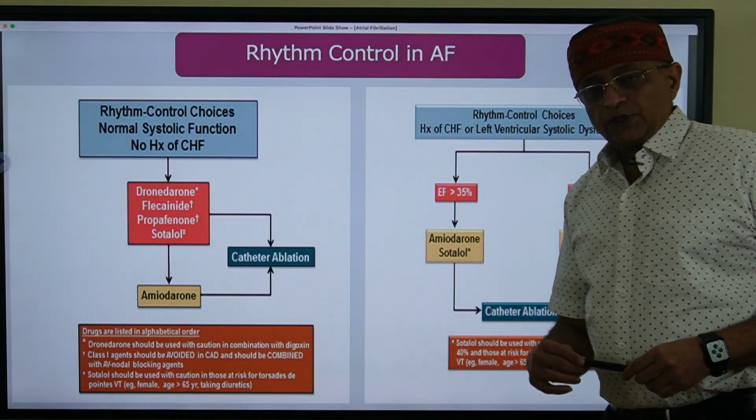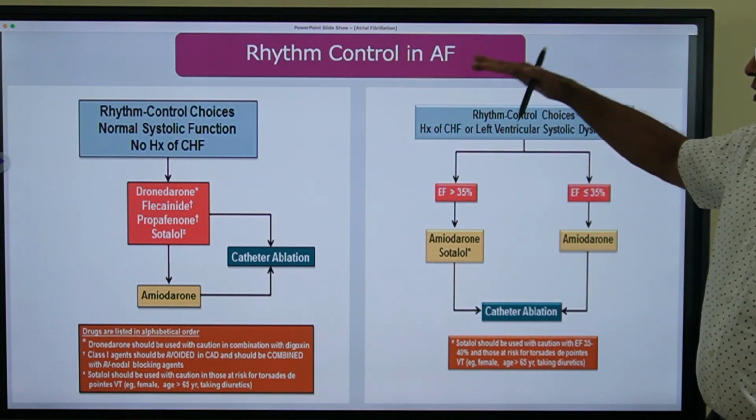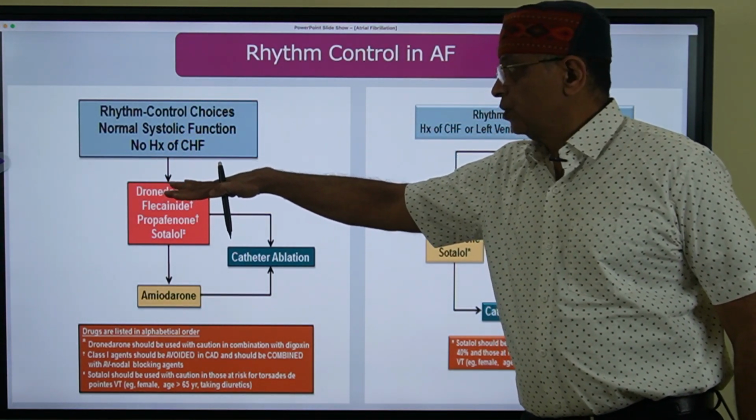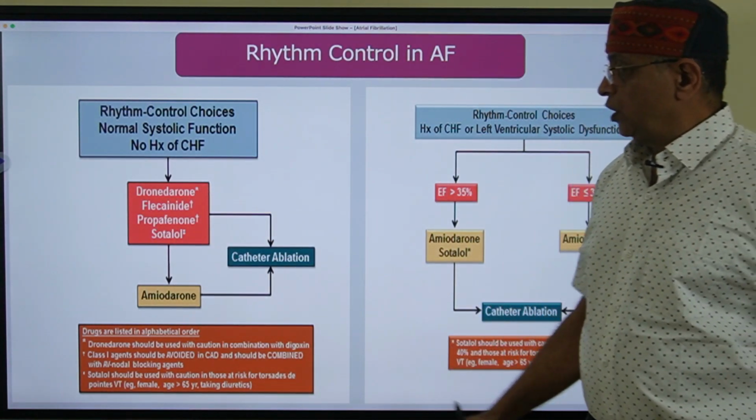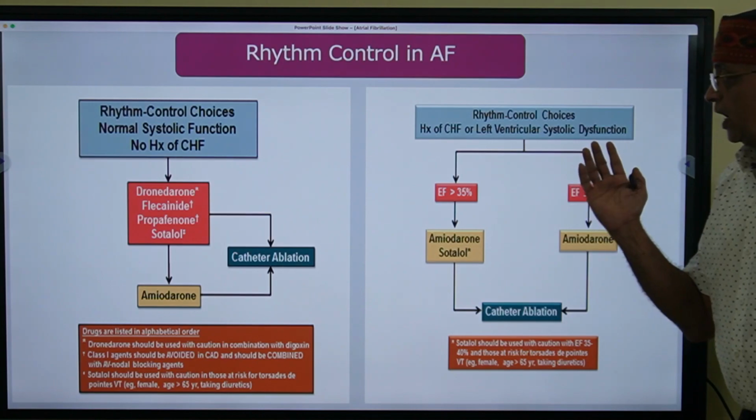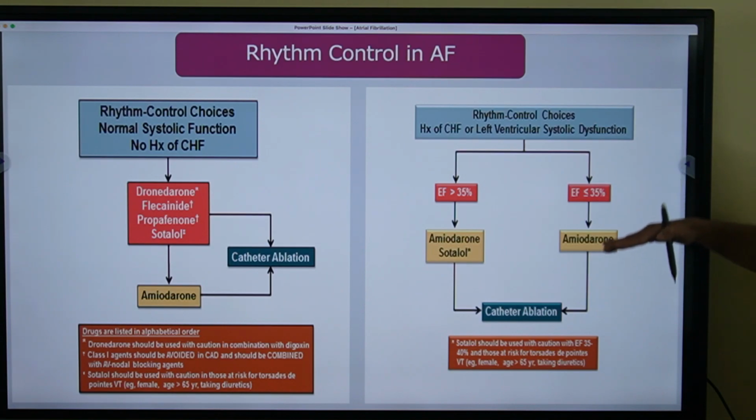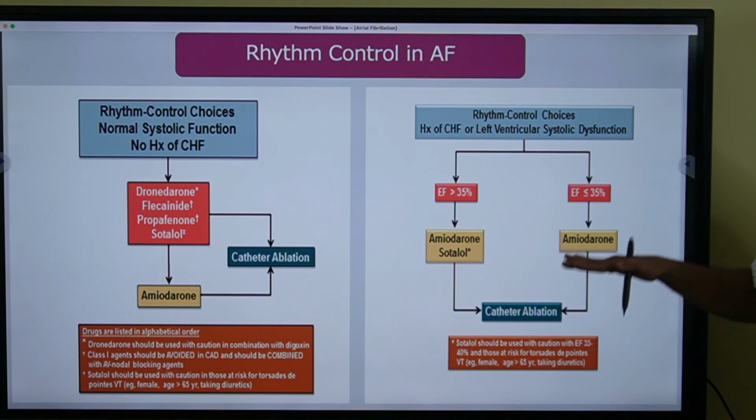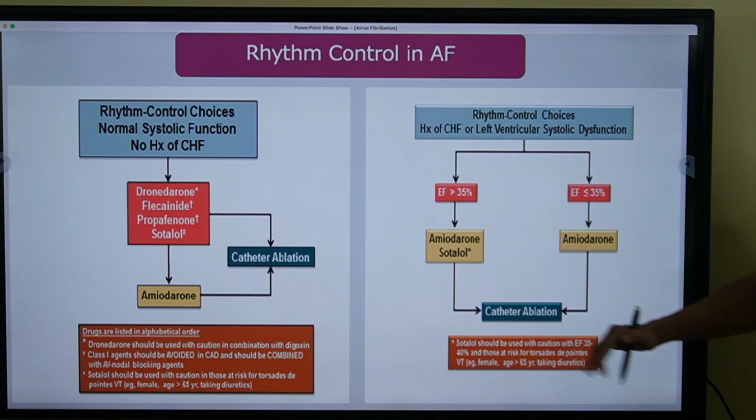Now, the repetition of this previous slide in a different manner. Rhythm control in AF, rhythm control choices in normal systolic function, no heart failure. So you can use dronedarone, flecainide, propafenone, sotalol. If these fail, you can use amiodarone or go for catheter ablation. If the patient has cardiac failure or reduced left ventricular ejection fraction, then if the EF is more than 35, you can still try sotalol. But if ejection fraction is less than 35, the only choice is amiodarone, or you can go in for catheter ablation.